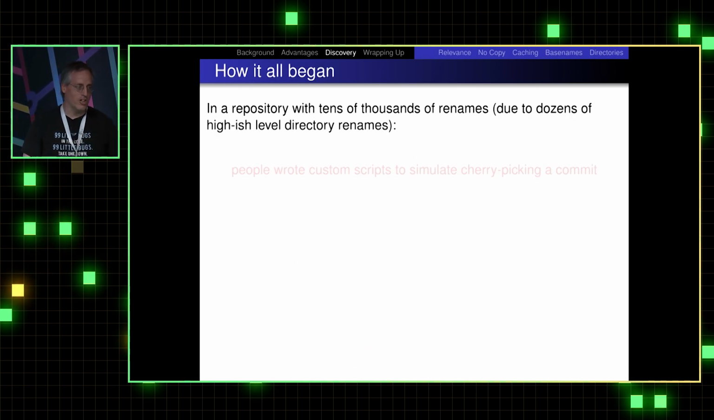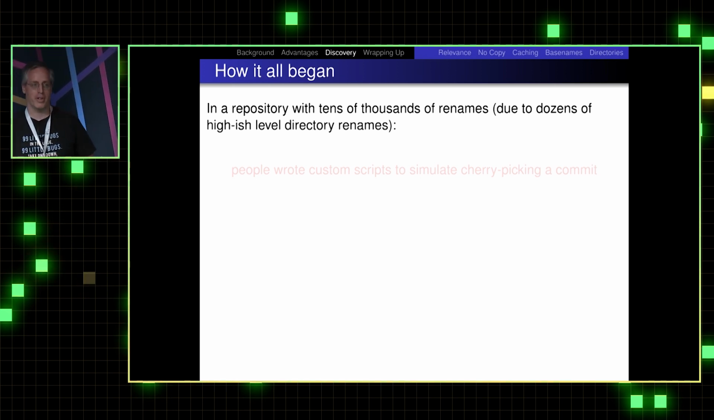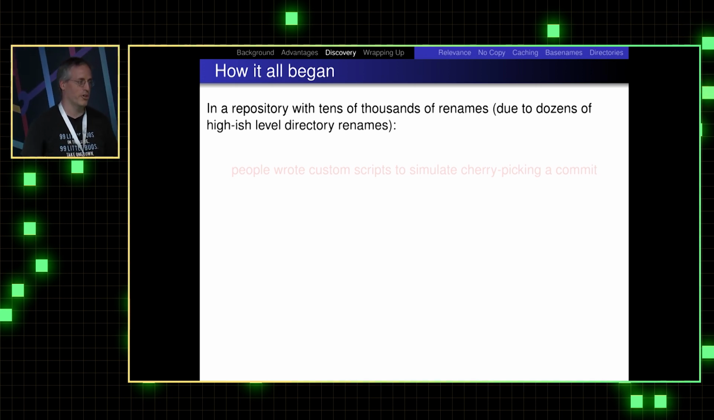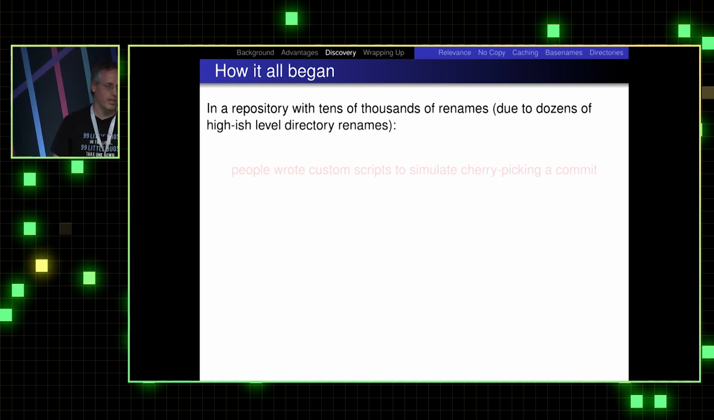And for me, this all began a number of years ago. We have a repository that had tens of thousands of renames. You may think that's a lot, but it turns out if you rename a somewhat high-level directory, all files under it appear to be renamed. So you can just rename a few dozen directories and you get huge numbers of renames overall.